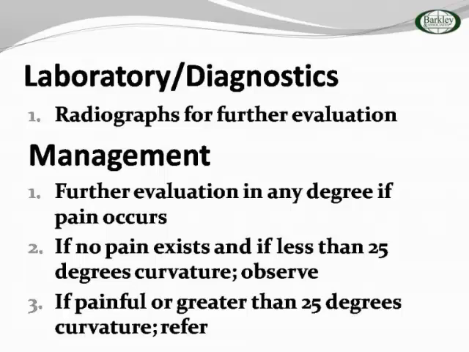But if you have no pain and it's less than a 25 degree curve, you just observe. And then if it's painful or greater than 25 degrees, you're going to refer. They usually do surgery around, let me just give you a hint. Surgery is usually in the thoracic region if the spine is about 40 degrees in the thoracic and 50 degrees in the lumbar region, just to kind of give you an idea.